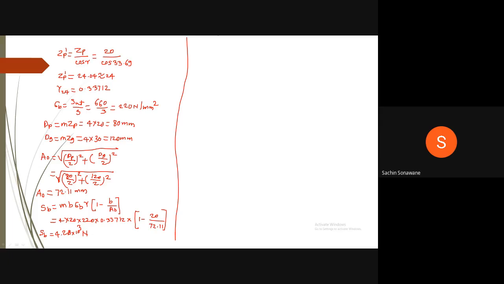Now we will calculate wear strength. Step 2. Wear strength. Now, what is the formula of wear strength? First of all, we will write down the formula and then we will find out the remaining quantities. 0.75 b Q dp K divided by cos of gamma.